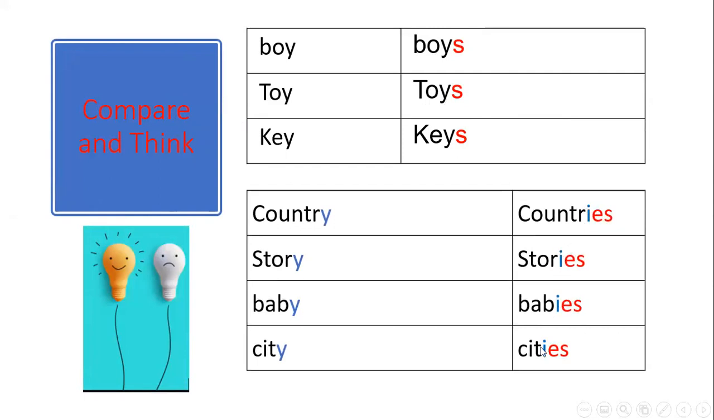Then we add ES. But why? We changed the Y to I and then added ES. Why? So let's listen to the second rule. Any word that ends with Y preceded by a consonant, the Y changes into I and we add ES.